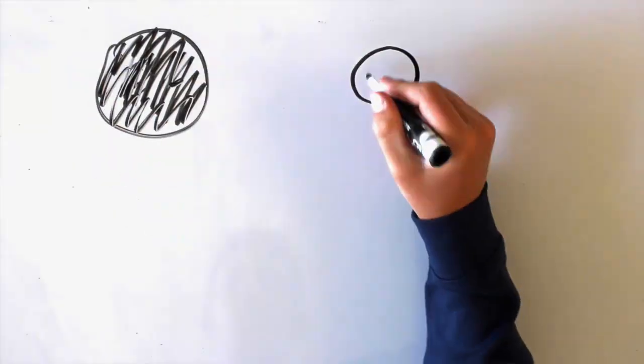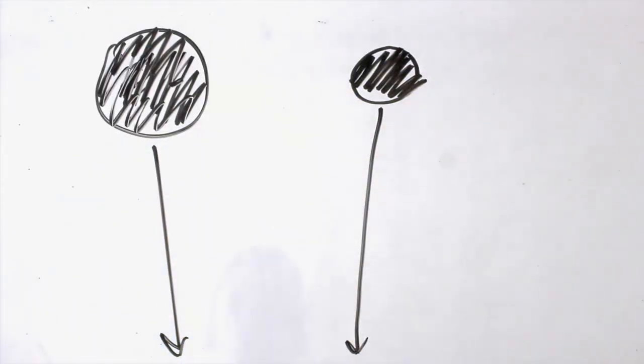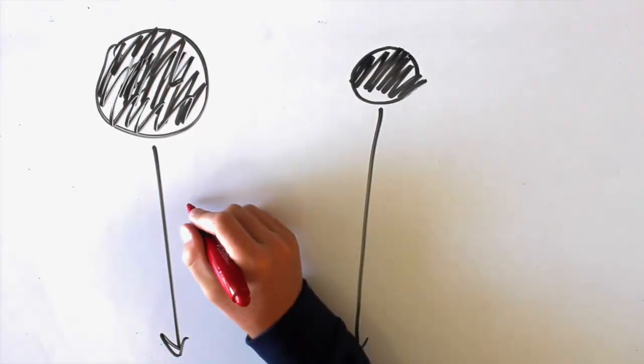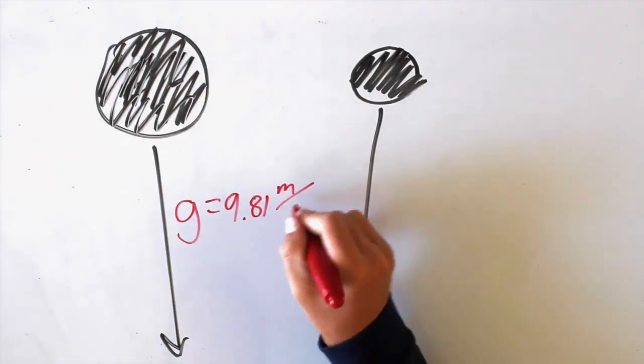All in all, gravity accelerates all free-falling objects at the exact same rate, regardless of their mass. This acceleration is 9.81 meters per second squared.